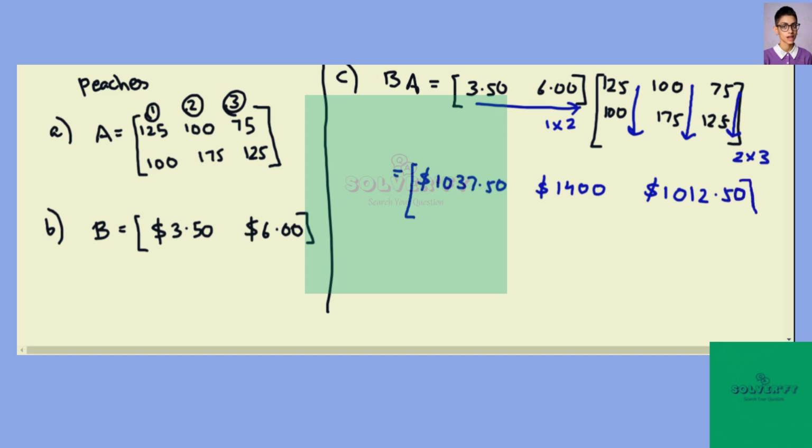Now, what are the entries of this matrix representing? Simply, it just represents the profit made from both the crops at each of the three outlets. Profit from both crops at each of the three outlets, right? So this is your answer.